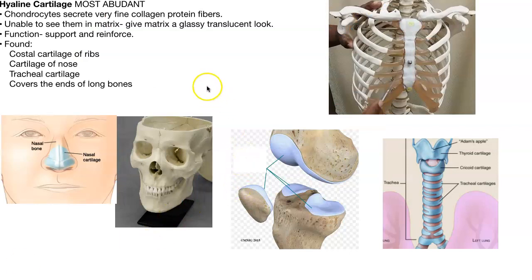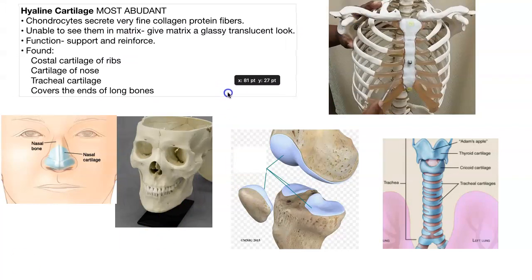So hyaline cartilage, our first cartilage. This is the most abundant cartilage. If you are ever asked on any quiz, exam, TEAS exam, what kind of cartilage it is, and you don't know, always say hyaline cartilage. Chances are you'll get it right.